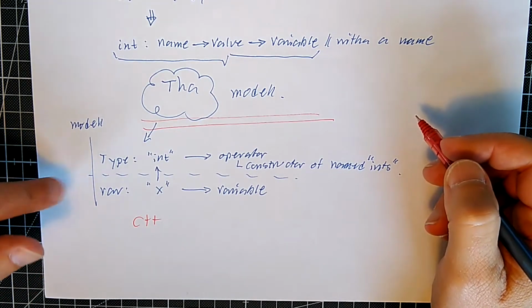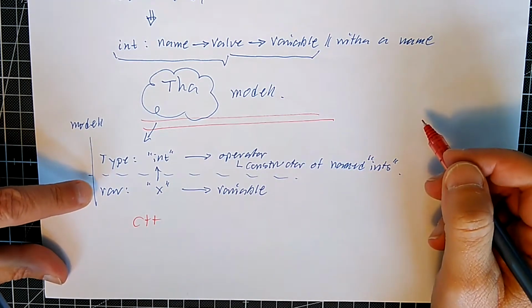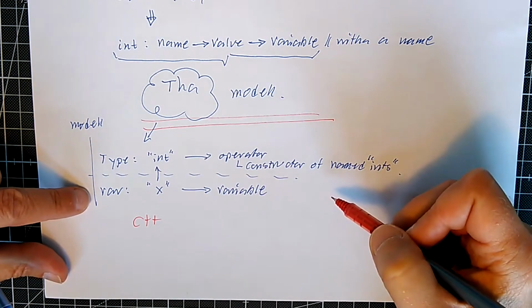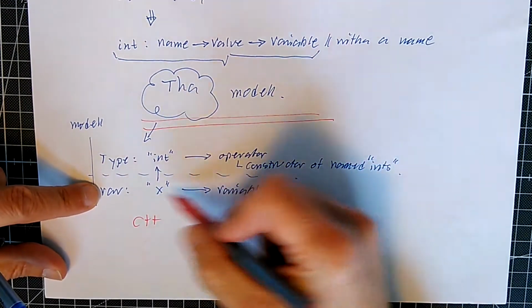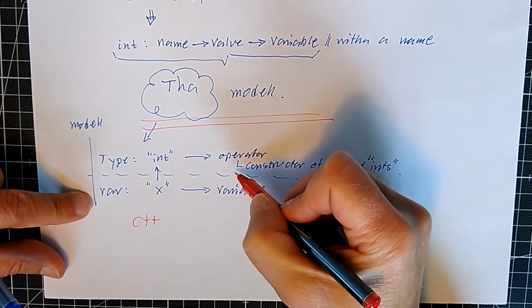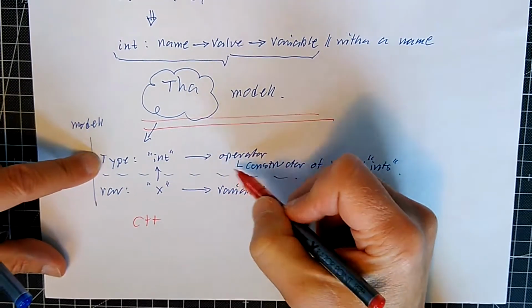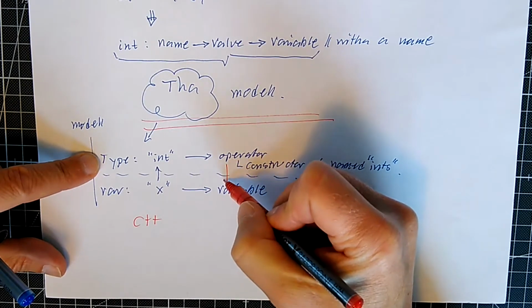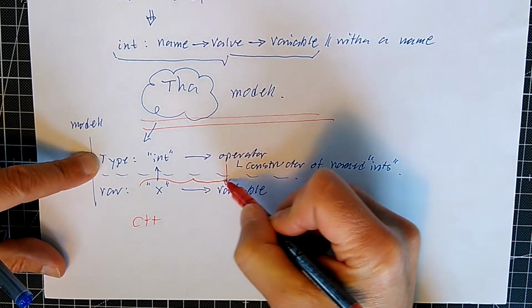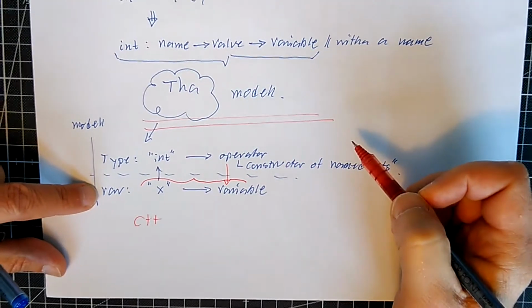So the takeaway here is that we recognize that we have two levels. We have variables here and we have types here, and the relation between them is that the type actually is the constructor of, well, really stuff on the variable level here.